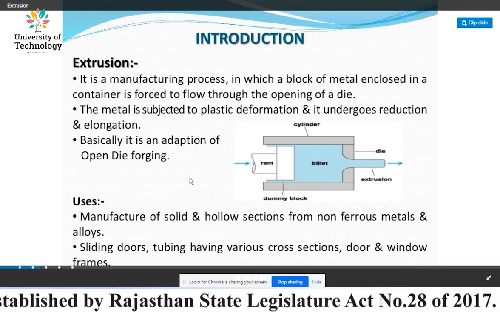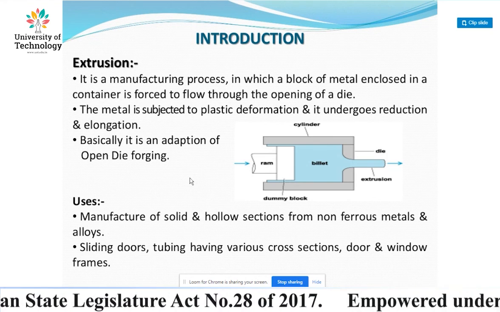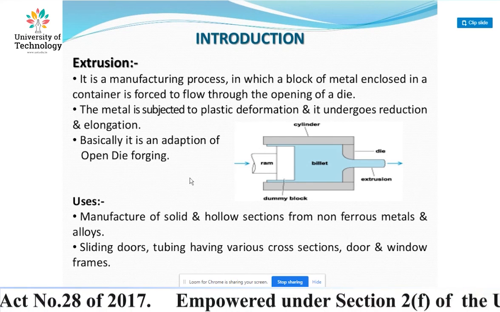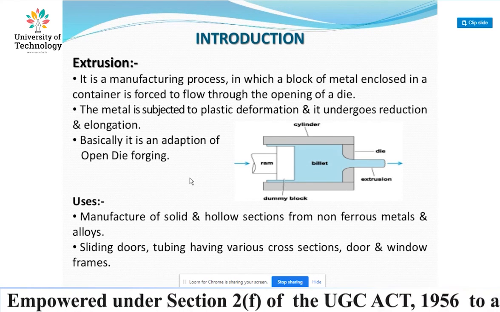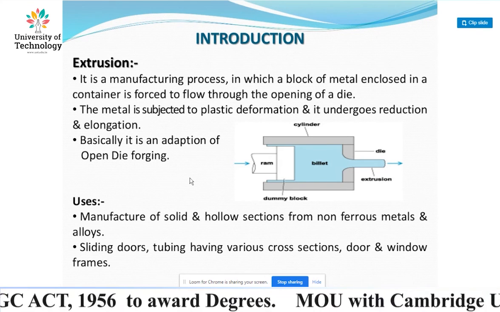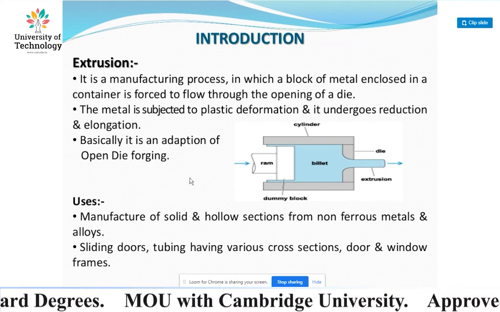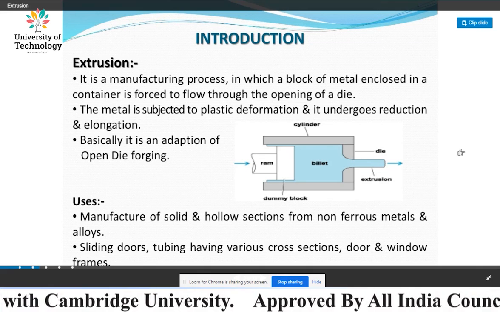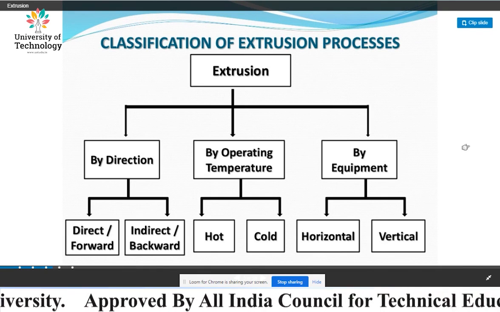Extrusion is used in the manufacture of solid and hollow sections from non-ferrous metals and alloys: sliding doors, tubing having various cross sections, door and window frames, etc. These are the basic applications of extrusion.